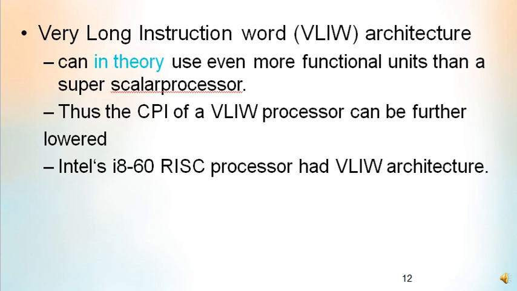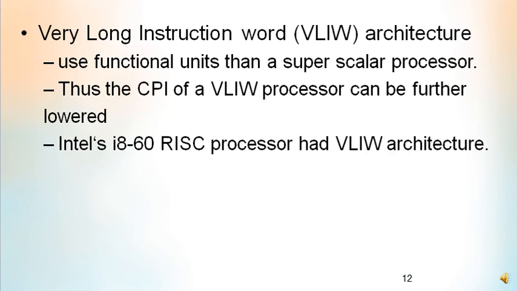And another one is VLIW architecture. That means very long instruction word architecture. The very long instruction word architecture can use even more functional units than a superscalar processor. Thus, the CPI of a VLIW processor can be further lowered. Note that Intel's i860 RISC processor had VLIW architecture.